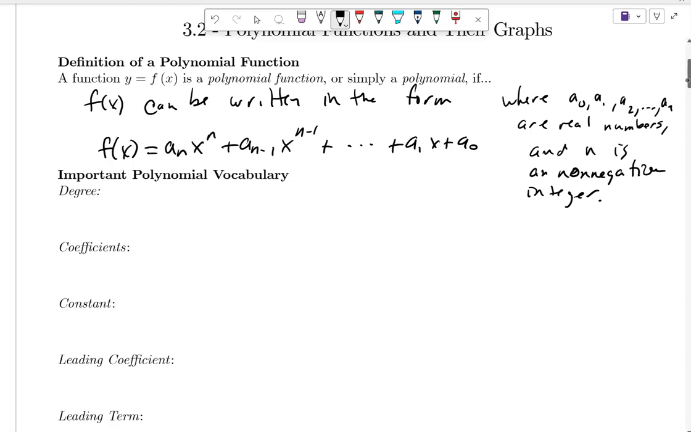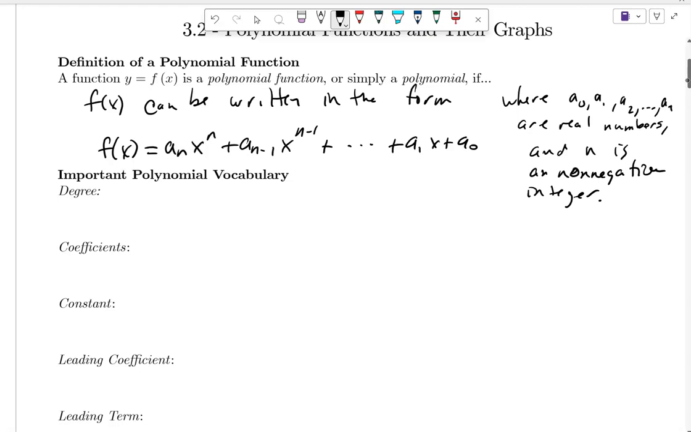So I don't see any square roots. I don't see any cube roots. X is not under a radical. X is not inside of anything. It's x to an integer power. And it has to be a positive integer power unless it's 0 and you see just a constant all by itself. Okay? That's the idea.